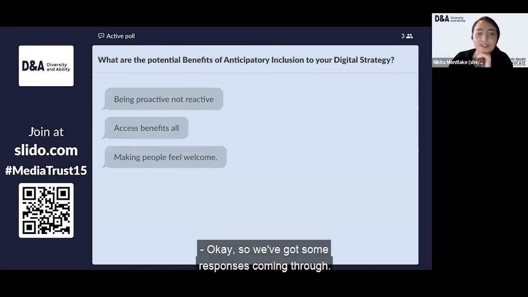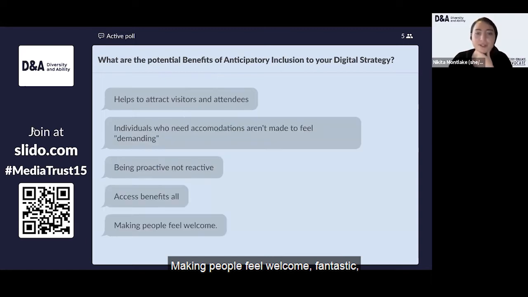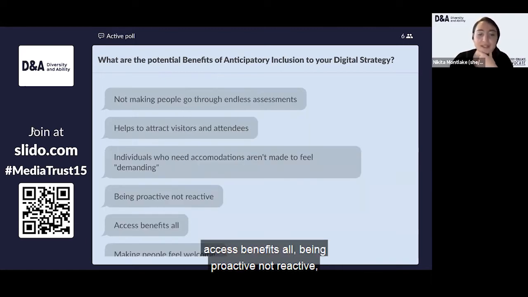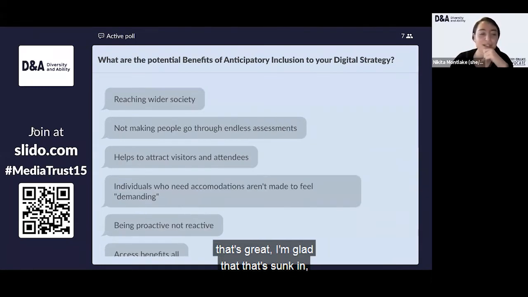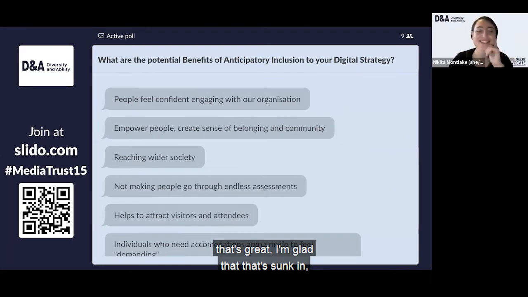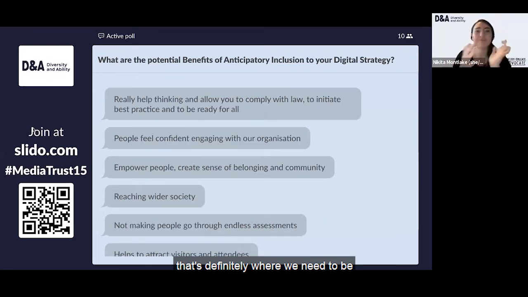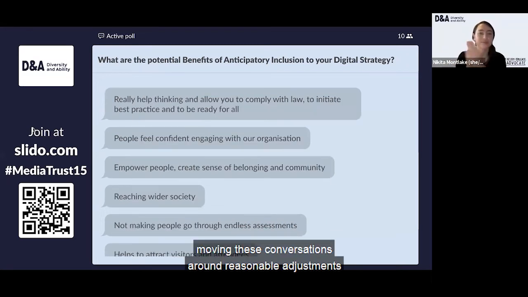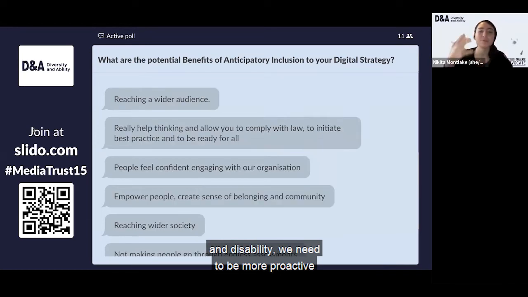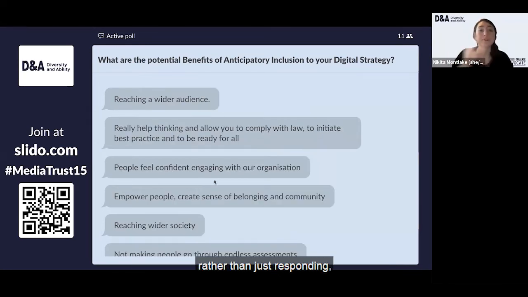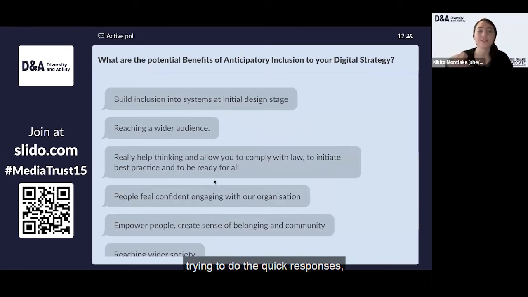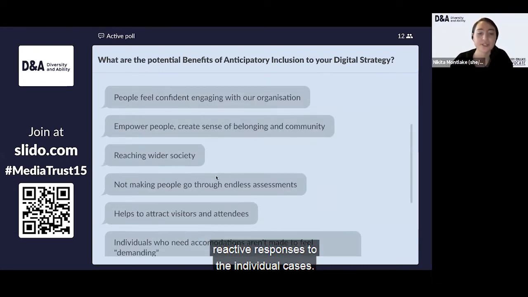Okay, so we've got some responses coming through. Making people feel welcome, fantastic. Access benefits all. Being proactive, not reactive. That's great. I'm glad that that's sunk in. That's definitely where we need to be moving these conversations around reasonable adjustments and disability. We need to be more proactive rather than just responding, trying to do the quick, reactive responses to the individual cases.